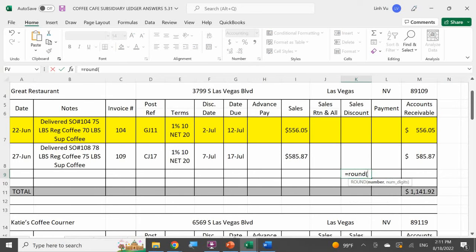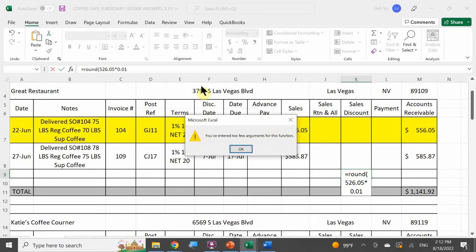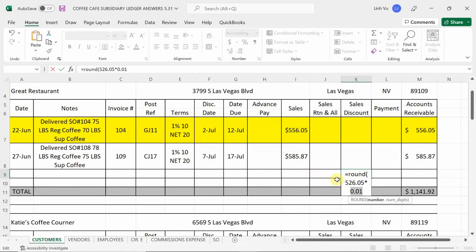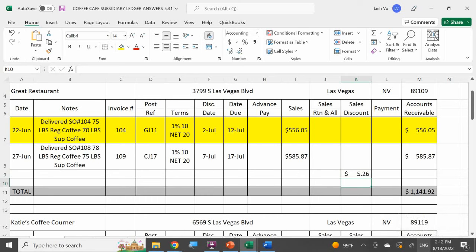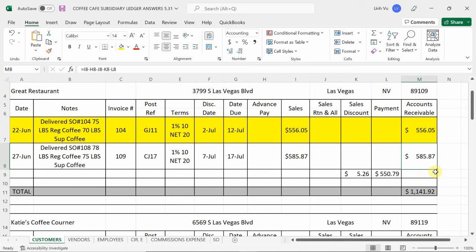Let me do equal round real quick for, what was it, 526.05? Yes. Times. Okay, so I get $5.26 worth of a discount. So then how much should I be receiving in a check from them? So 556.05 minus 5.26 is 550.79.